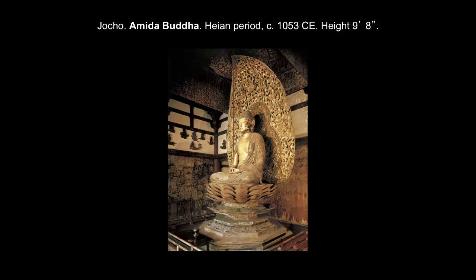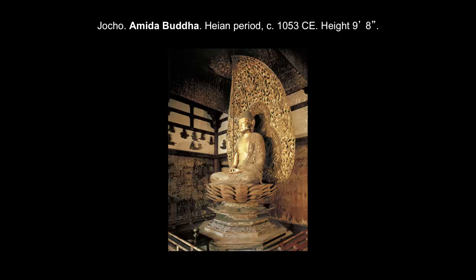So we know the name of the master sculptor who is behind the carving of this figure of Amida Buddha, and this is Jocho. He and his workshop developed a very innovative technique for producing these large wooden sculptures of the Buddha, and this is known as the joined block technique. Wood was challenging to work with, and still is, especially on a large scale. It's temperamental, and it changes according to the weather, shrinking when it is dry, and expanding when it is humid.